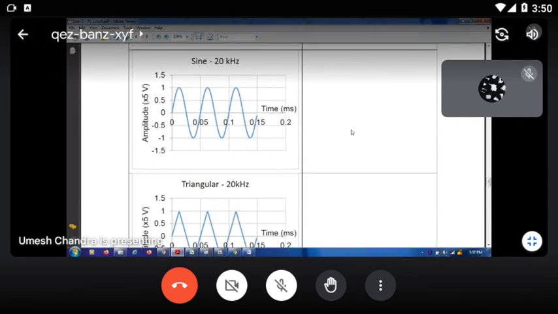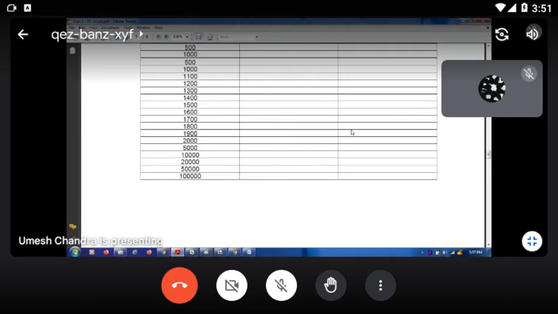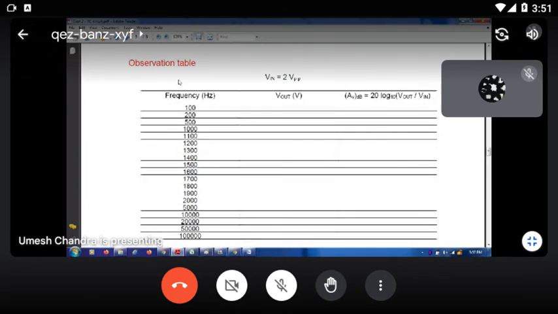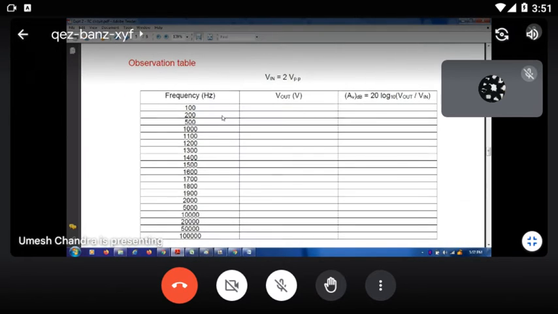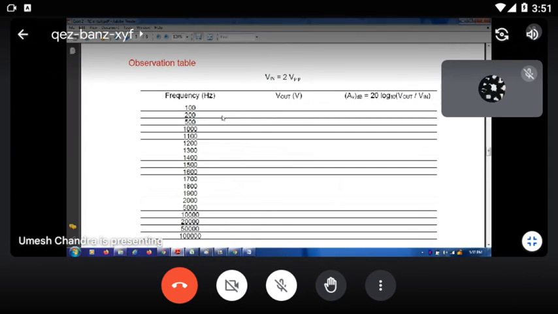And similarly, the high pass filter and low pass filter. This is the observation table for high pass filter and low pass filter. Actually, here you draw two observation tables. One observation table for high pass filter, then another observation table for low pass filter.